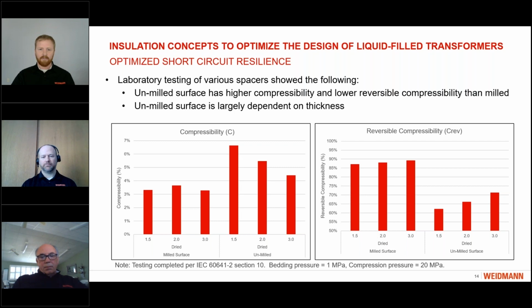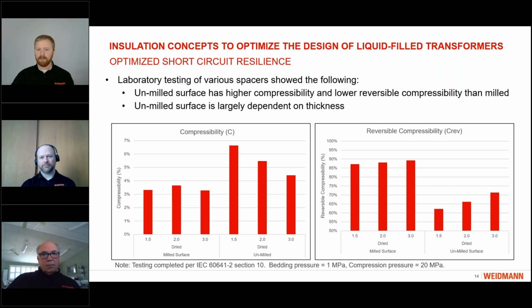And then looking back on the right-hand side, where we look at reversible compressibility, this is measuring how much of that compressibility comes back when you remove that pressure. So in the testing process, going from 1 MPa up to 20 and then back down to 1, in an ideal case, you would see 100% reversible compressibility: all of what was pressed out returned when that pressure was removed. Similarly to what we saw in compressibility, for the unmilled surface you see a significant difference based on thickness.